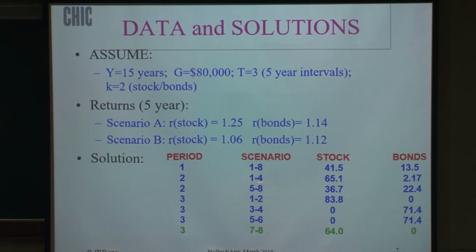In the second period, now this is for all the scenarios where stocks went up a lot. So 1 through 4, stocks went up. If stocks went up a lot, I put even more in stocks in that second period. If stocks underperformed bonds, then I put less in stocks in that second period. So in scenarios 5 through 8, I do something different. Okay, so this one, I become more stock invested here, and I become less stock invested in this scenario.